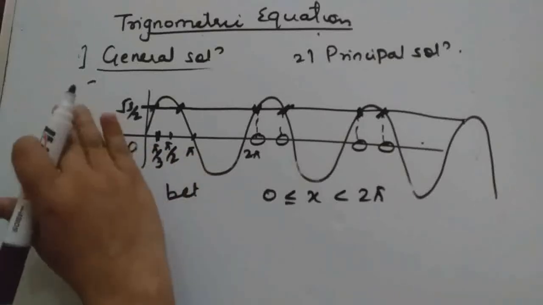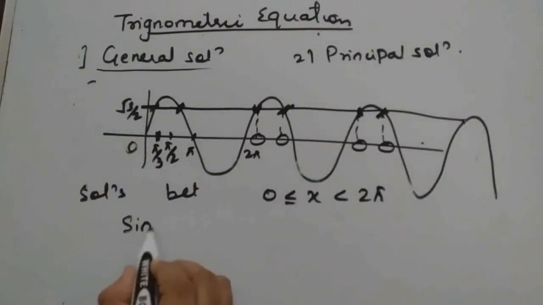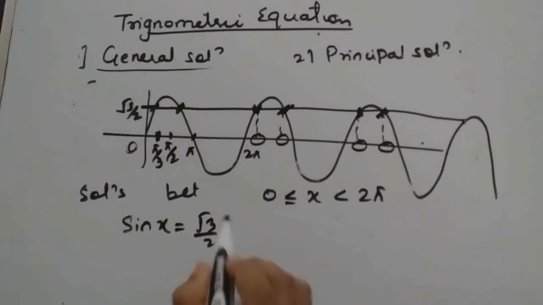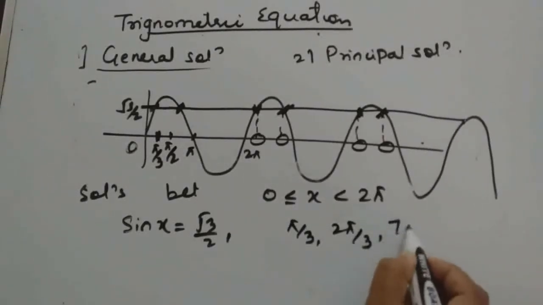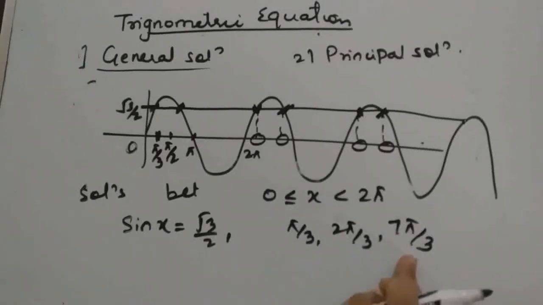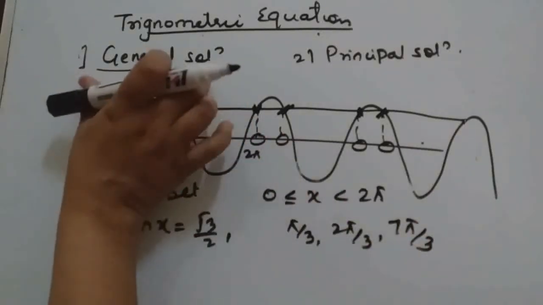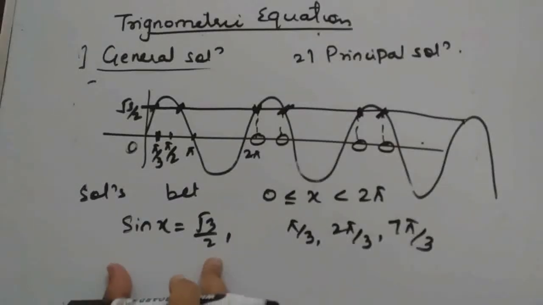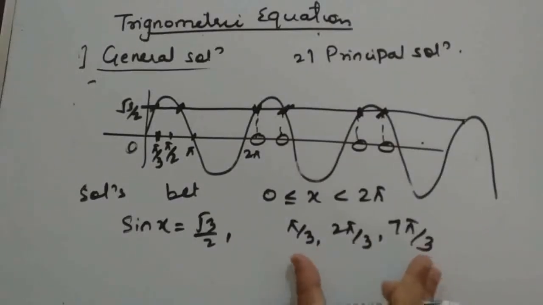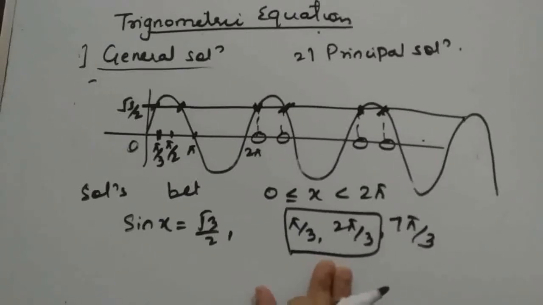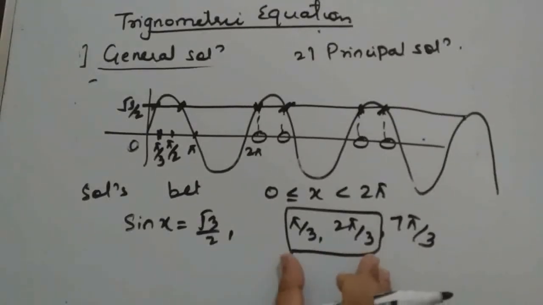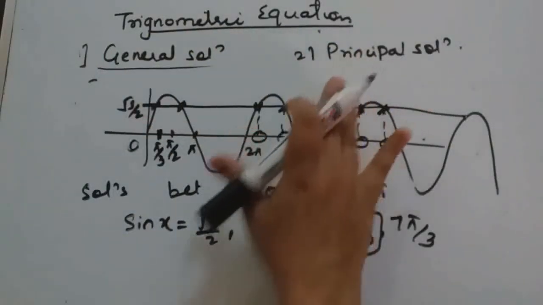Okay, so just now we considered one example, sin x is equal to root 3 by 2, in which I got x as pi by 3, 2 pi by 3 and 7 pi by 3. So these three values and many more are general solutions for this particular trigonometric equation. But among them, how many principal solutions are there? Only these two solutions are principal solutions, because they lie between 0 to 2 pi. So, general solution and principal solution.